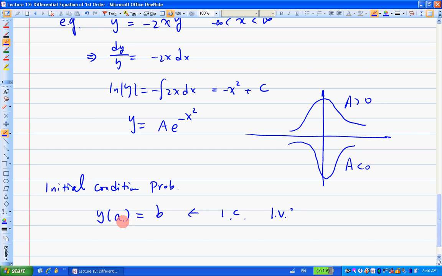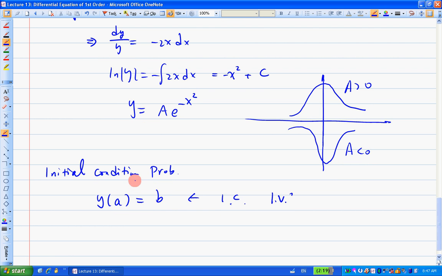So what does that mean? That means in this case, x is the independent variable, right? When x equal to a, the y value equal to b. So that's what it means. Now initial value or initial condition means, where does the x start? The x starts at a, right? So basically here x starts at a.